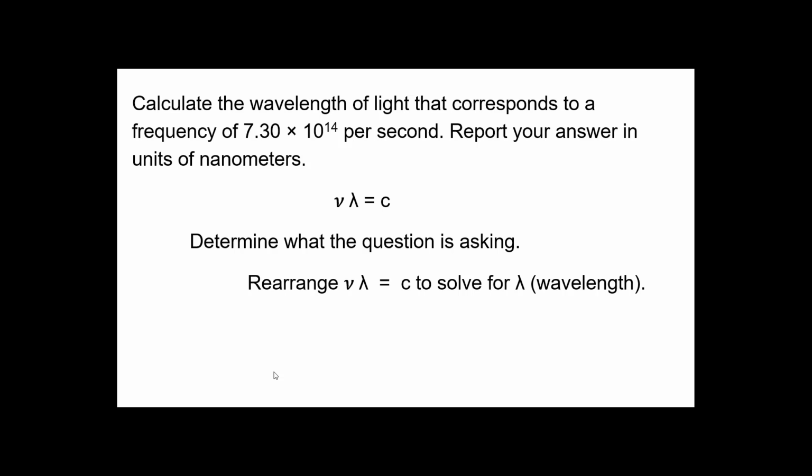Calculate the wavelength of light that corresponds to a frequency of 7.30 times 10 to the 14 per second. Report your answer in nanometers. So we need to do a couple things with this. First, find out what the problem is asking. In this case, it's asking for wavelength.